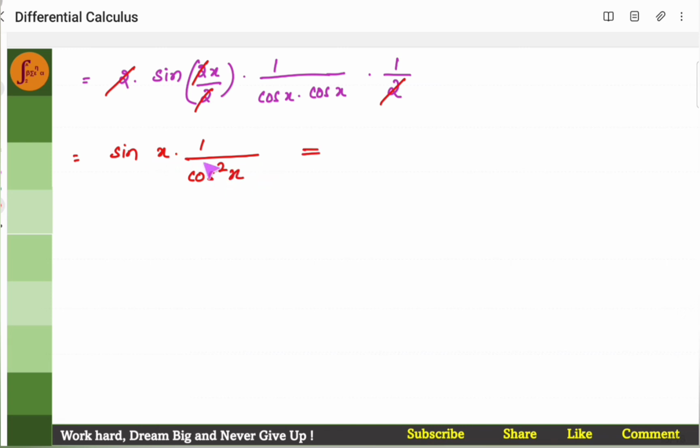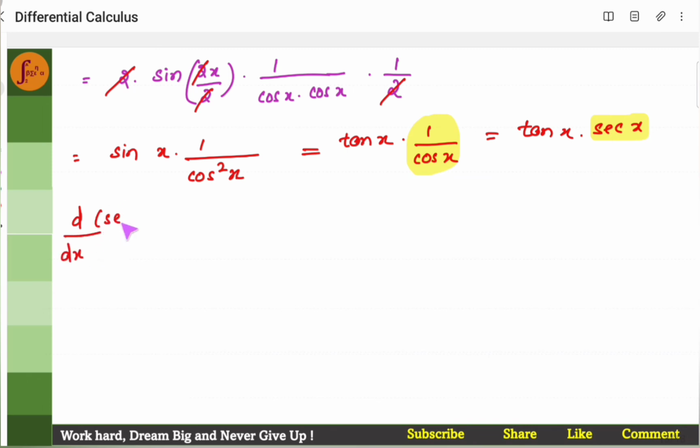Sin x by cos x is tan x, right? I have cos x into cos x. Sin x by cos x is tan x. Then I'll be left with one more cos x. So I'll get tan x into secant x. So I can see this as d by dx of secant x is equal to tan x into secant x. Therefore, the derivative of secant x is tan x into secant x.